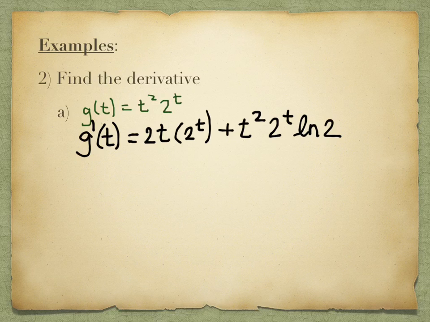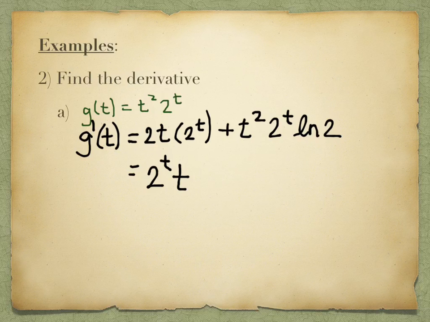This is all the calculus. Everything after this is algebra, simplifying, right? What do you see common to both terms? 2t or 2 to the t? 2 to the t. 2 to the t is definitely in both terms. Anything else? t is as well.